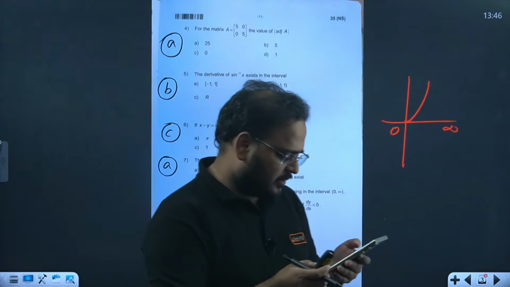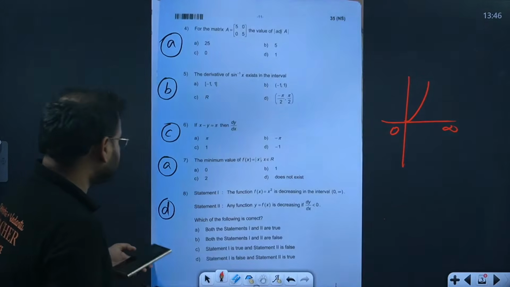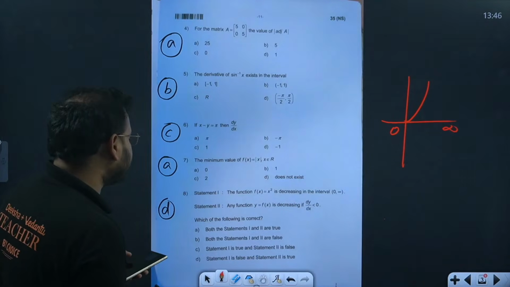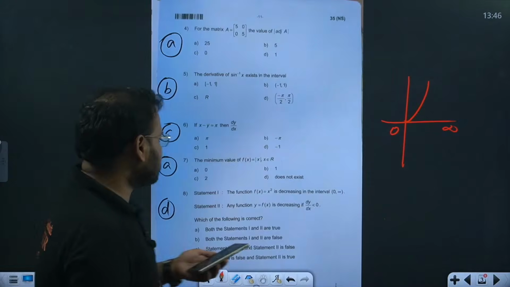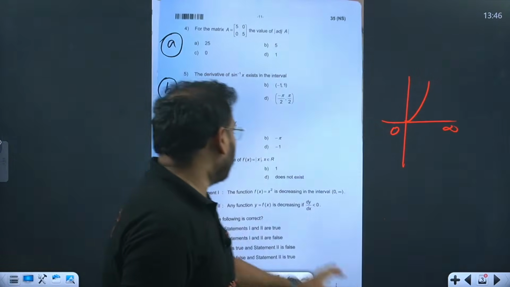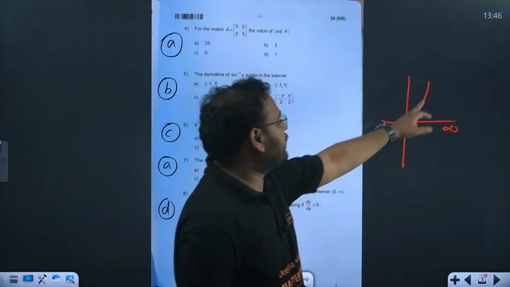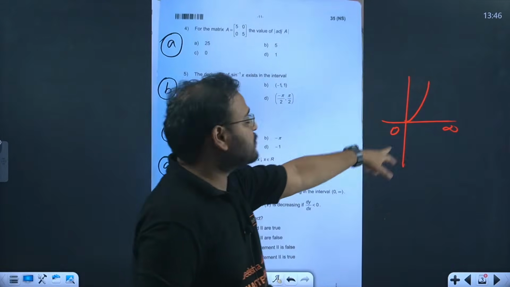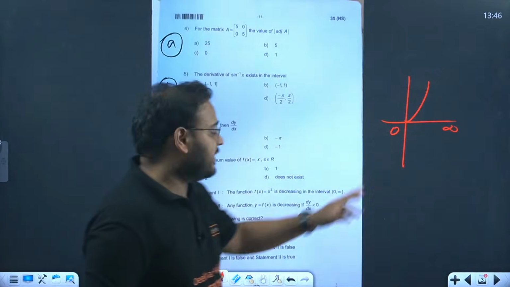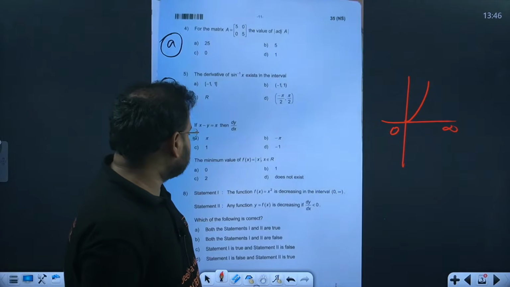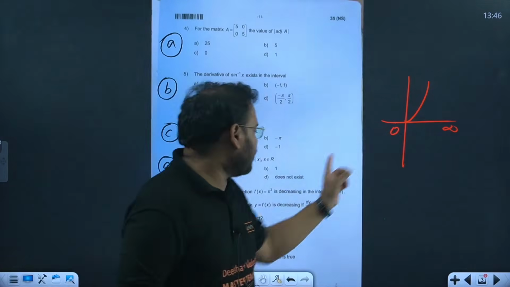8th is B. Both statements 1 and 2 are false. No sir, check here. Y equal to x square, this is the curve, right? A parabola. What happens to this curve? Is it increasing or not? It is increasing, sir. Okay, this is decreasing actually. So this is decreasing, right? So this is a false statement.